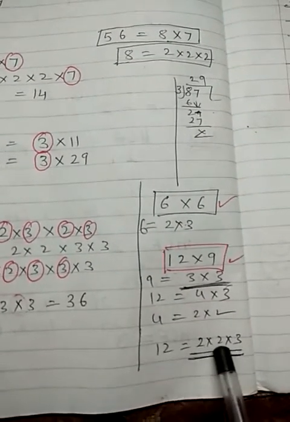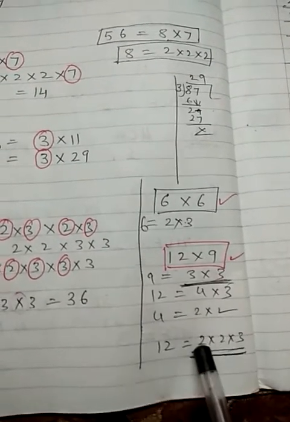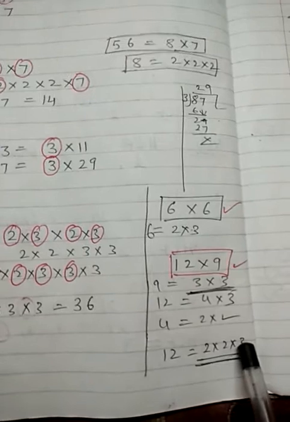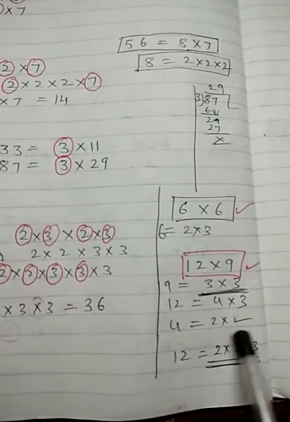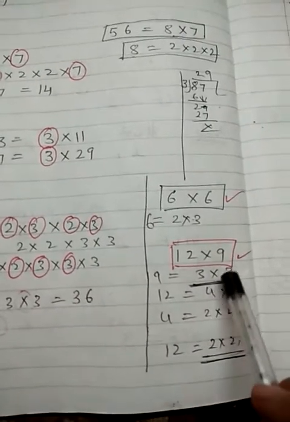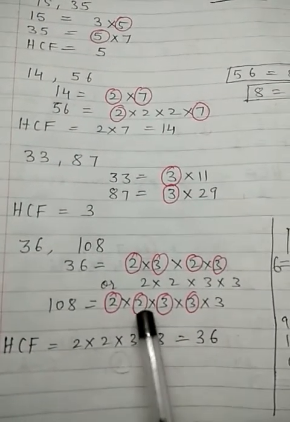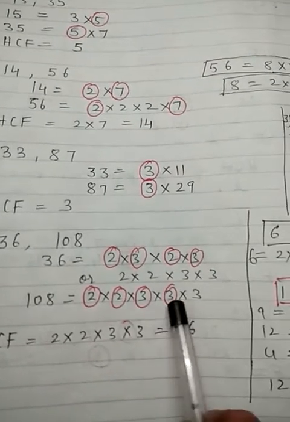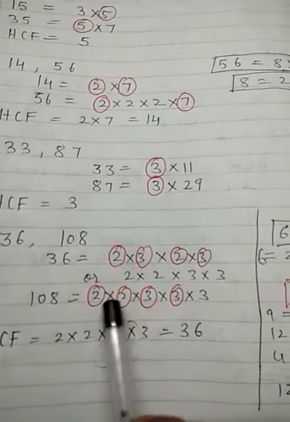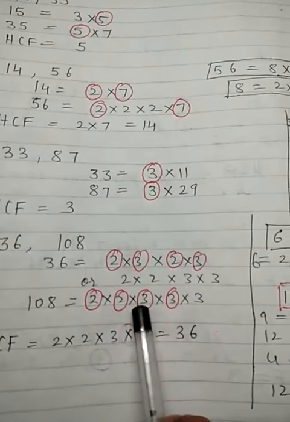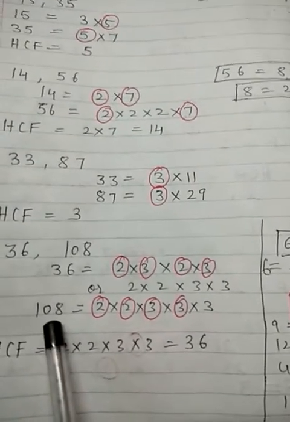2 2s are 4, 4 3s are 12. What are the factors of 12? 2 2s are 4, 4 3s are 12. And what are the factors of 9? 3 into 3. So we will collect these factors and these factors. 2 2s are 4, 4 3s are 12, and 3 3s are 9. So these are the complete factors of 108. 2 2s are 4, 4 3s are 12, 12 3s are 36, and 36 3s are 108.